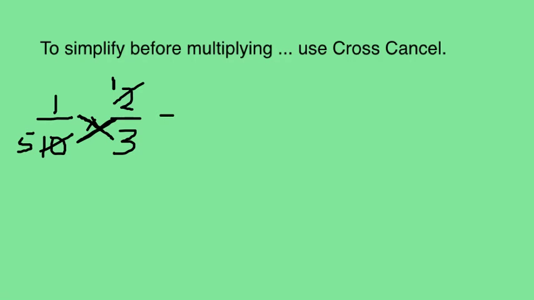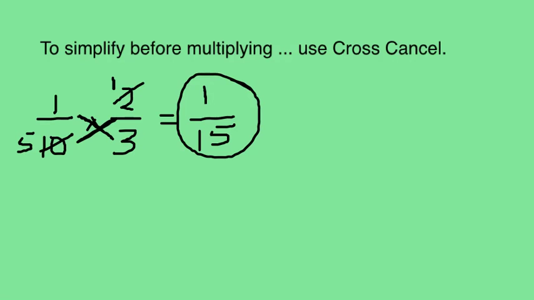Now I've made my problem a little smaller. I'm going to multiply my numerators. 1 times 1 is 1. 5 times 3 in my denominators gives me 15, and that's my answer. So we use cross-cancel to help keep our problems smaller so we're not going back with our final answer and reducing and simplifying, trying to get to the smallest form.